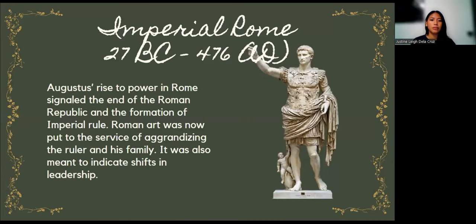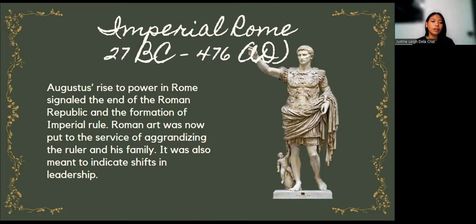Okay, so today I will be introducing Imperial Rome, from 27 before Christ up to 476 Anno Domini. Augustus' rise to power in Rome signaled the end of the Roman Republic and the formation of imperial rule. Roman art was now put to the service of aggrandizing the ruler and his family. It was also meant to indicate shifts in leadership.